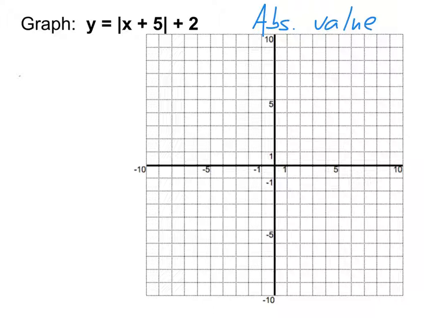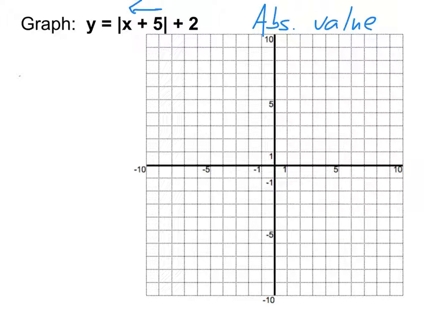This +5, it is in with the x. In this case, it's inside the absolute value with x, but any time that number is trapped with the x in some way, be it by parentheses or absolute value bars, whatever it is, it means it is going to shift our graph in the x direction. It's going to move it either left or right. In this case, a +5 moves it left. If it were a -5, it would have moved it right.